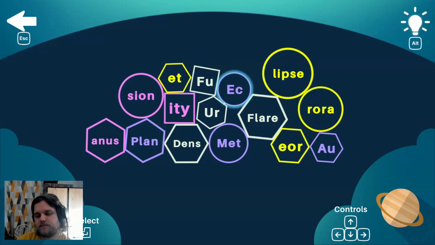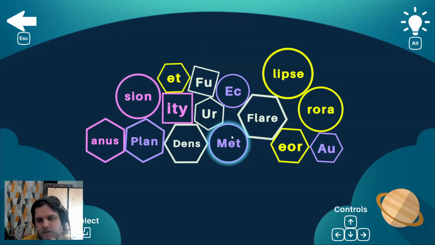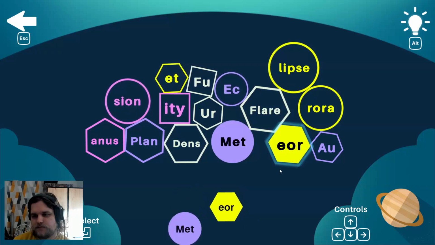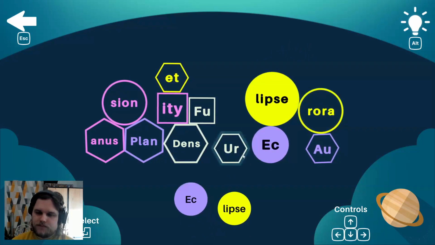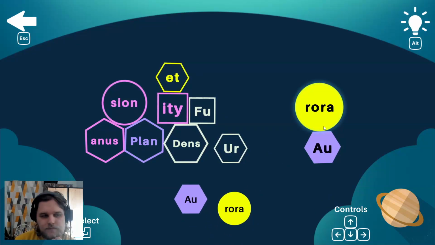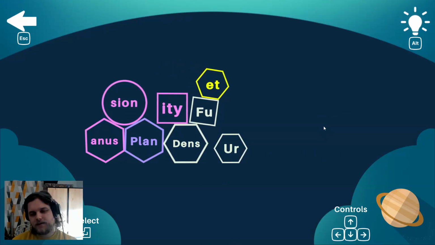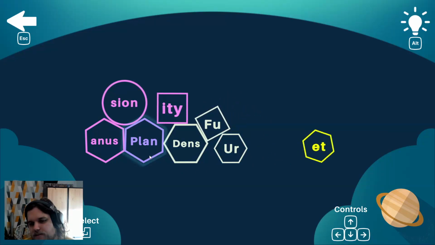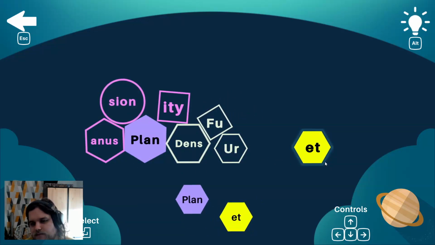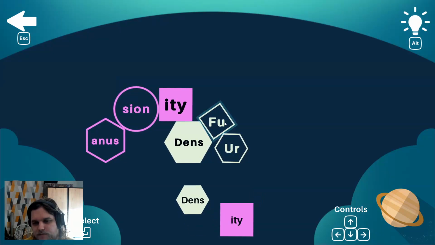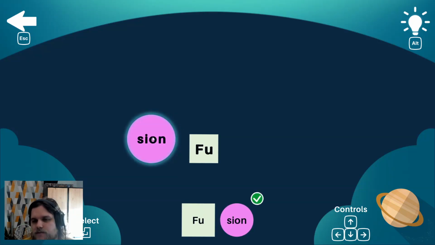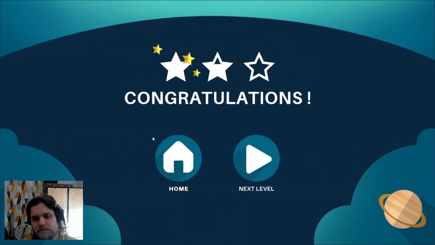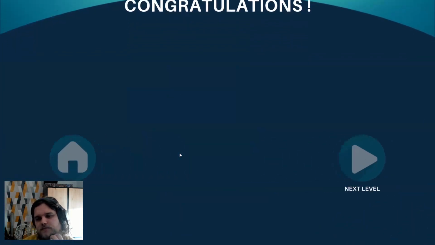Phase here, flare, eclipse, aurora. It's quite connected to the flares. Planet, density, process that's happening, for example, inside the sun.